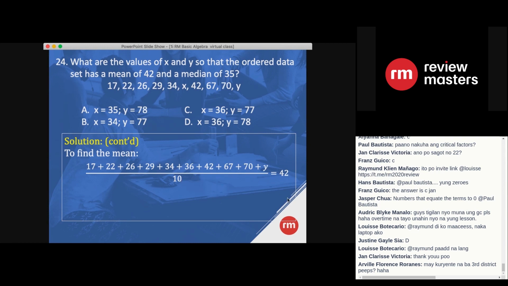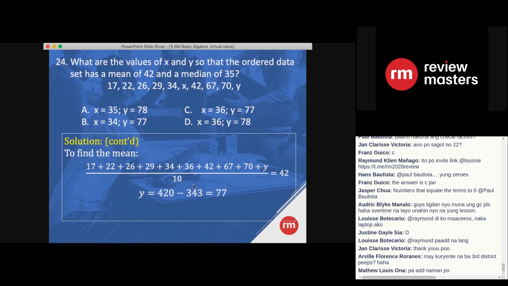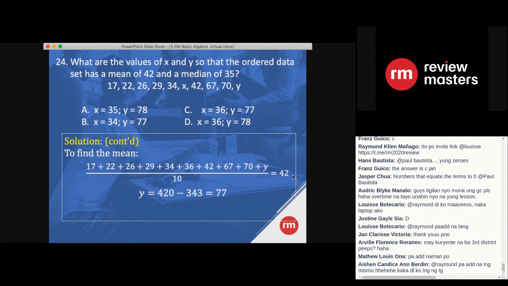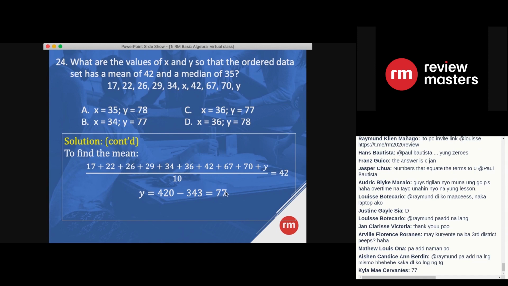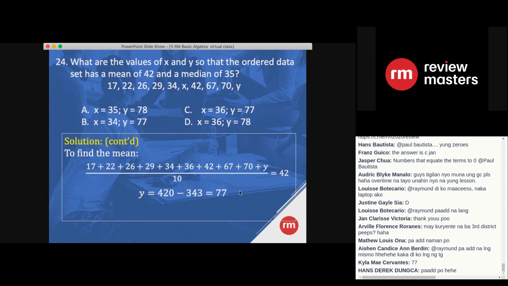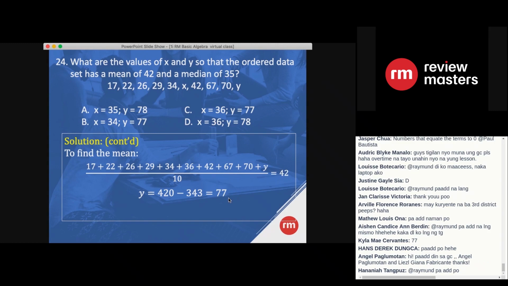So you add everything divided by 10. So multiply everything by 10 para mawala ito. So that is 420. So what is y? Y is equal to 420 minus the sum of all of this, which is 343. So y there is equal to 77. So the answer is choice letter C. Okay?